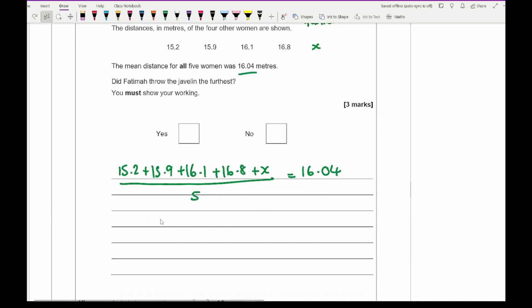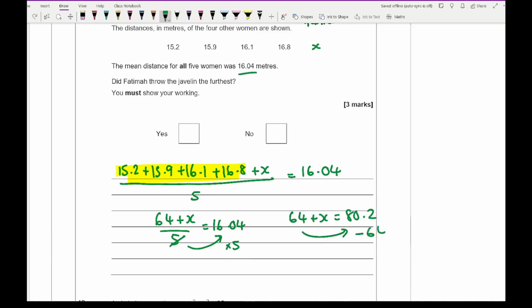Now if I simplify all of this by just working that out in my calculator, I get an answer of 64 plus x, divided by 5 equals 16.04. I take the 5 over by multiplying by 5, and I end up with 64 plus x equals 80.2. I then take away the 64, leaving me with x equals 16.2 meters.